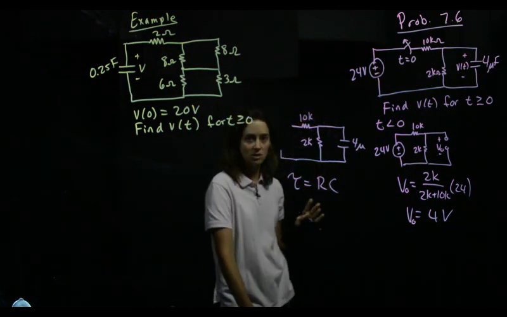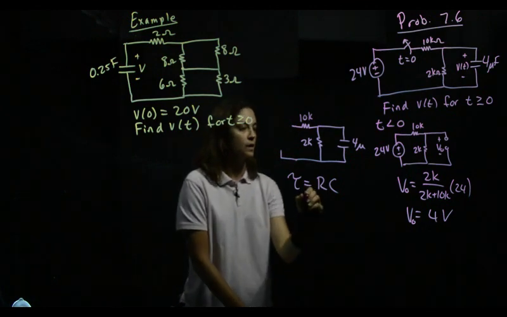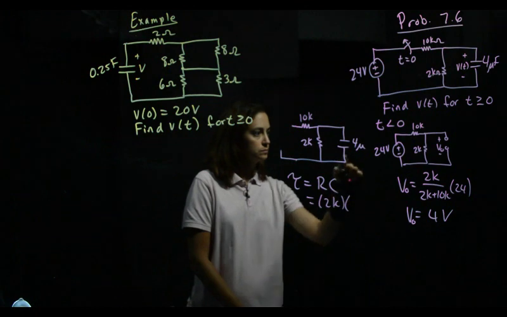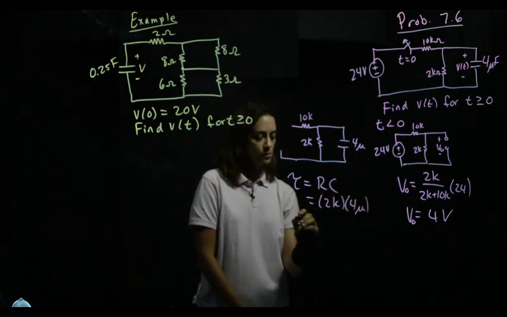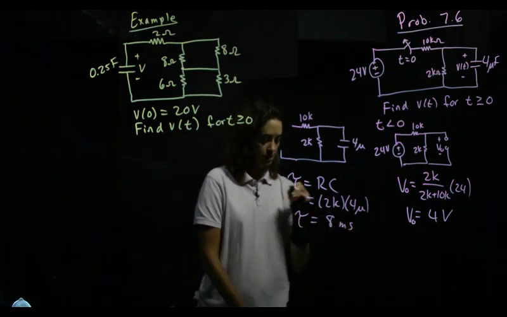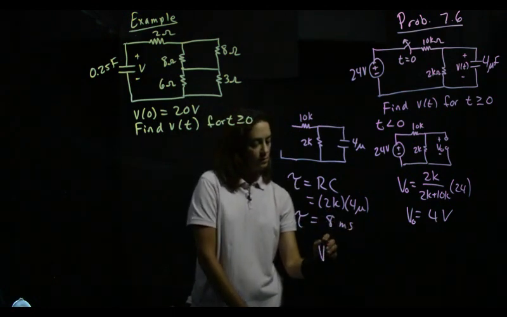So that 10K is just dangling there. It doesn't count for anything. So our only R is the 2K. Our capacitance is 4 micro, and we get a tau that's equal to 8 milliseconds. So now I can write my equation.